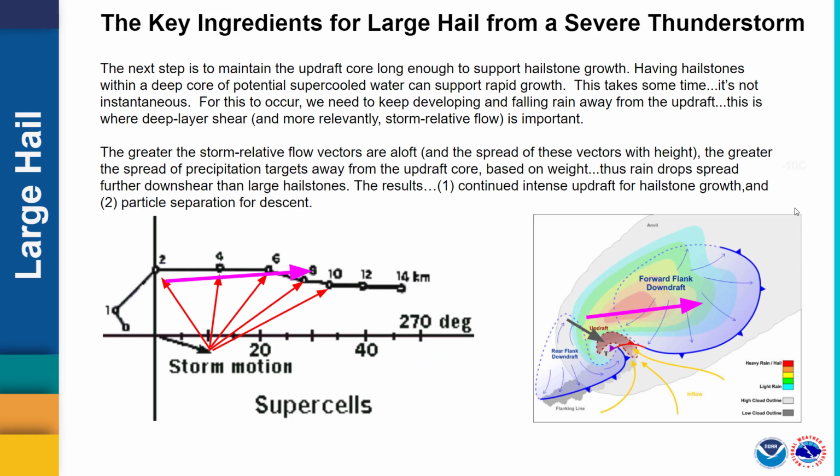Next, we need longer-lived updrafts, and for that we need some separation between the updraft and developing downdraft. Otherwise, the precipitation falls through and weakens the updraft, as we tend to see with pulse storms in the summer. The hodograph can help us assess this.